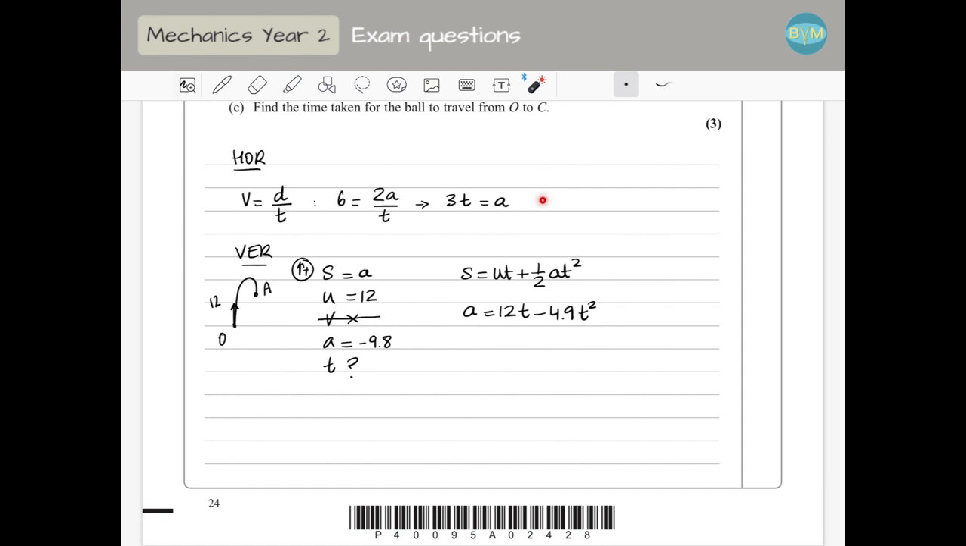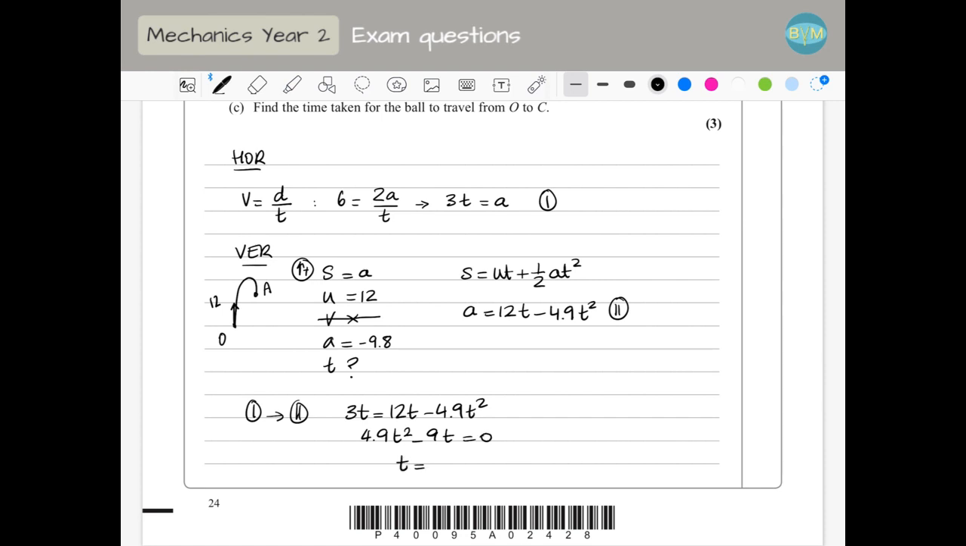So what I'm going to do is solve simultaneous equations between this one and this one to find the time. I know what L is, so I can substitute L here and find the time. That's what I need. So I have equations 1 and 2. I'm going to substitute 1 into 2, and I have L, which is 3t, is going to be 12t minus 4.9 t squared. So we have that 4.9 t squared minus 9t is going to be 0.